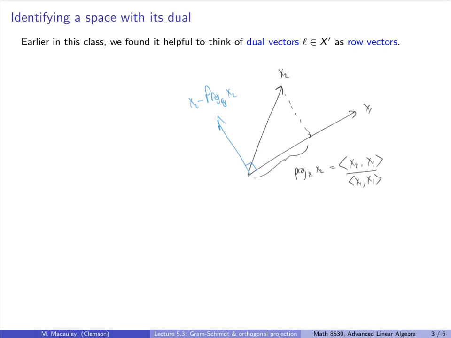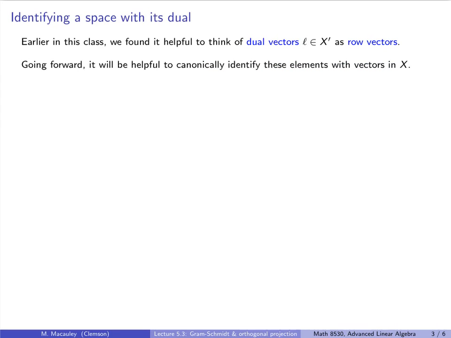actually is. Now, earlier in this class, we found it helpful to think about dual vectors, or linear scalar functions, as row vectors. Going forward, it will be helpful to canonically identify these linear scalar functions, or dual vectors, with actual vectors in X. For example, the dual vectors we thought of as n-tuples, a1 up to an, as row vectors. And the vectors we thought of as column vectors, a1 up to an.